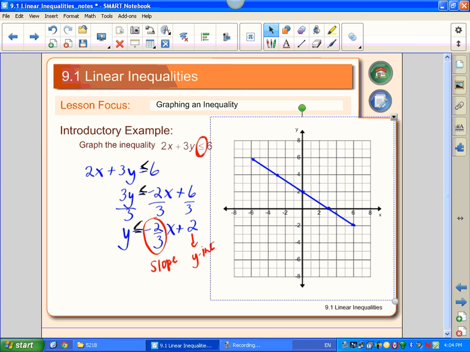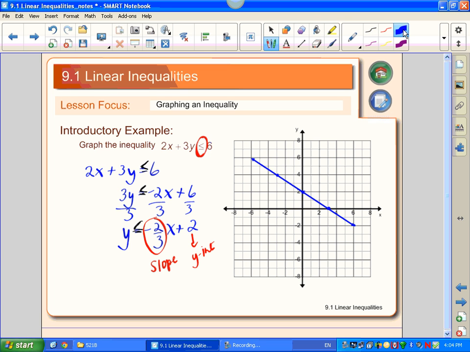Now, we have that part, but what does it mean for it to be less than that line? That's a little bit different. We need to deal with a shade, and I haven't talked about that. I want to demonstrate it. It's the values that are less than that y value.